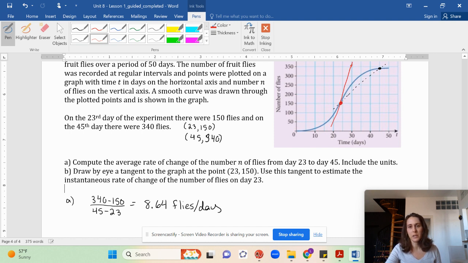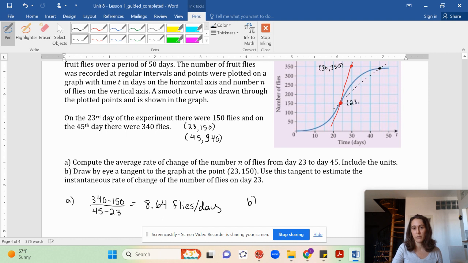Let me use this point and this point. Again, we're kind of eyeballing it at this point. We'll learn, I promise, more precise methods later on. And so it looks like we have that point at (30, 350), I believe. And this should be the fastest rate of change. I expect this to be much more than 8.64 flies per day because this is that point of inflection. It's where the rate of change is fastest on this logistic curve.